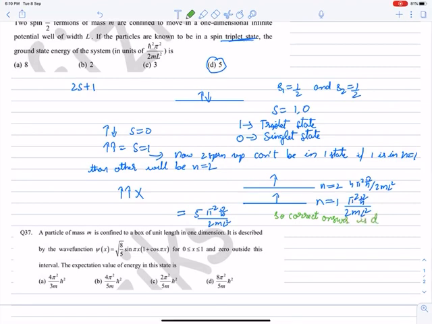So the correct answer is D, right? This one. Now we have to go to our third question.